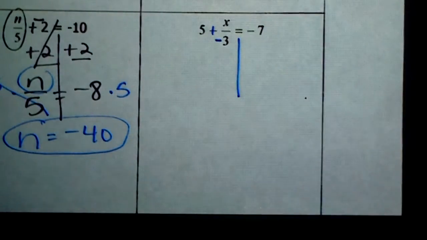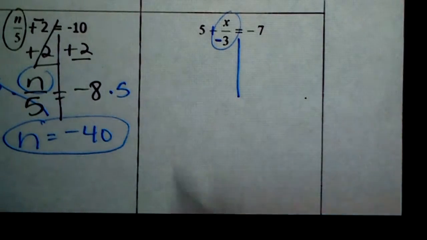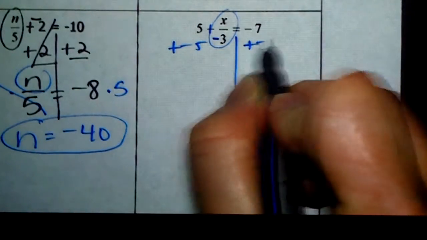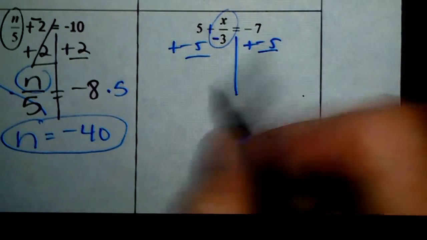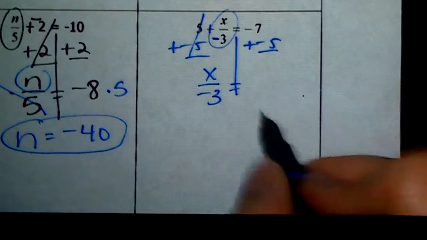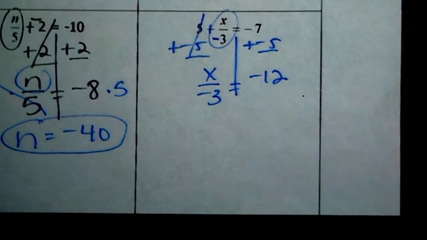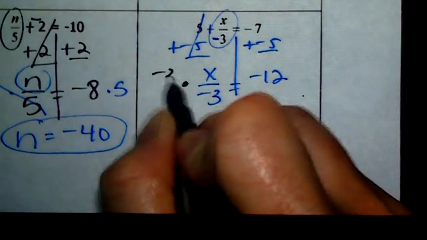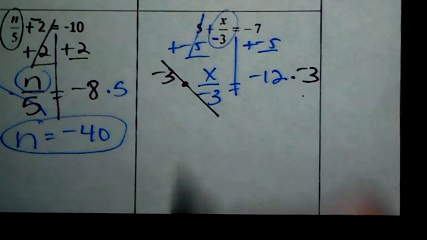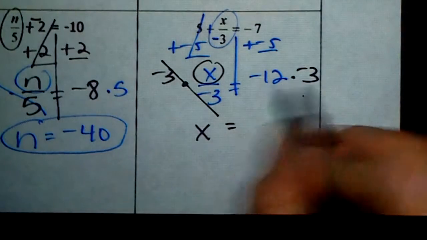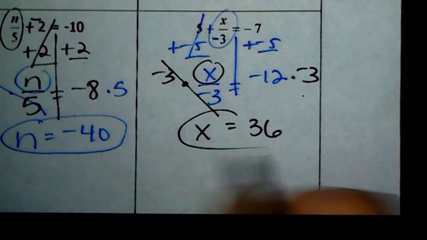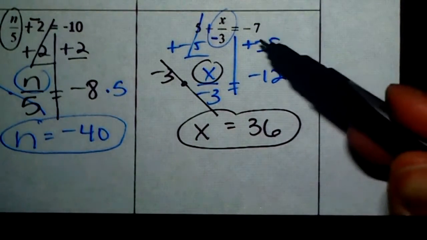I need the 5 to go away because x over negative 3 is my variable term, and that's the first thing I want by itself. So to get rid of this positive 5, I'm going to add a negative 5. I'm left with x over negative 3 because those are canceled, and negative 7 plus negative 5 is negative 12. Now, to get rid of dividing by negative 3, we're going to multiply by negative 3 because that's how you undo division. Those cancel out. I'm left with x. Negative 12 times negative 3 is a positive 36. And again, you plug it right back in there.